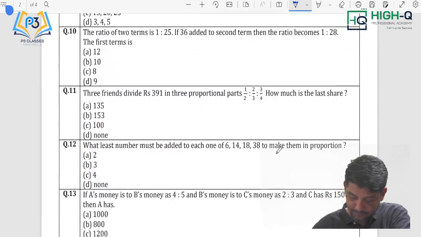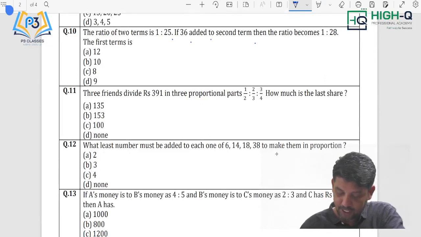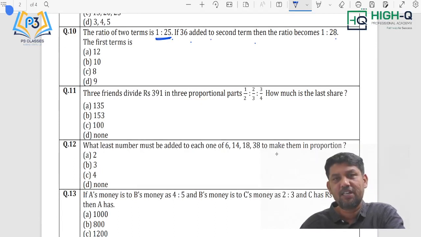Next one. The ratio of two terms is 1 is to 25. If 36 is added to the second term, the ratio becomes 1 is to 28. The first term is, look at this. The ratio of the two terms is 1 is to 25, given. Sir, can we use the trial and error method? Of course, you can use the trial and error method.